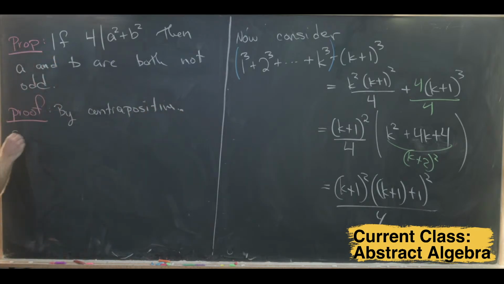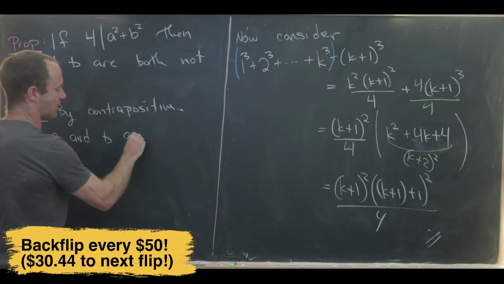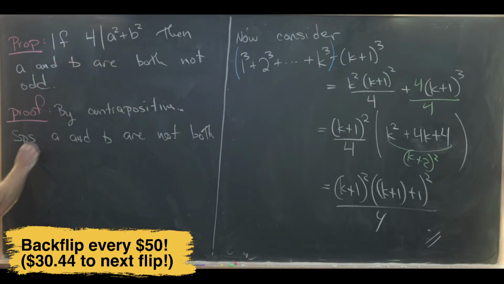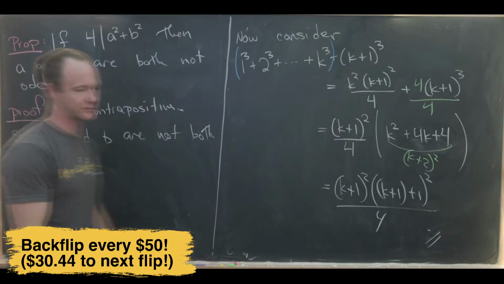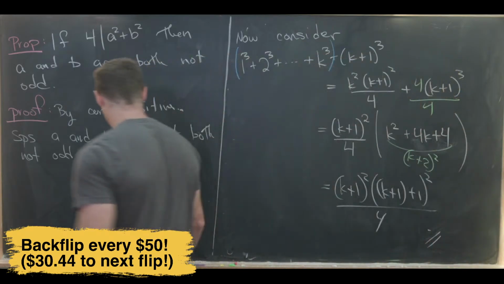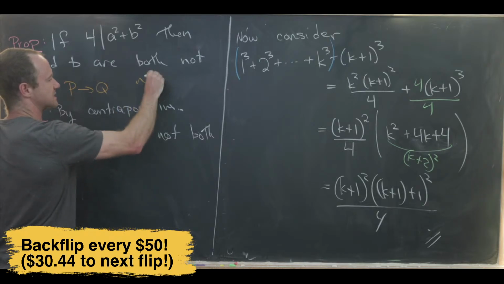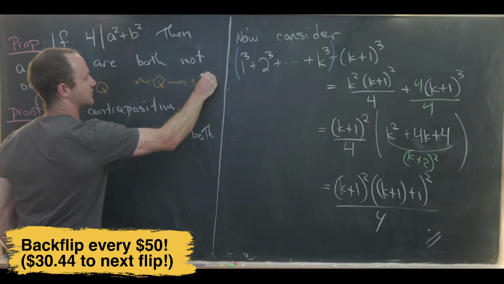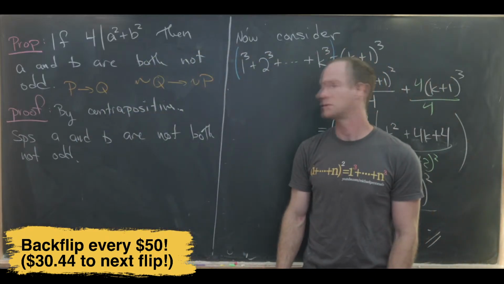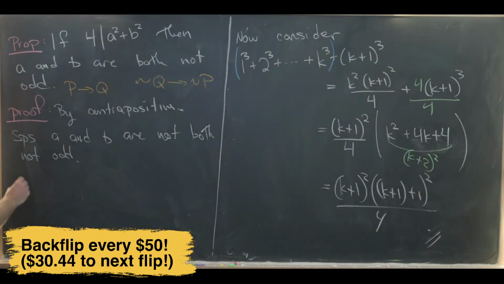So let's suppose that a and b are not both not odd. Oh, that's super gross, right? That's super gross. But remember, the contrapositive of the statement P implies Q is the statement not Q implies not P. So we're negating that conclusion.